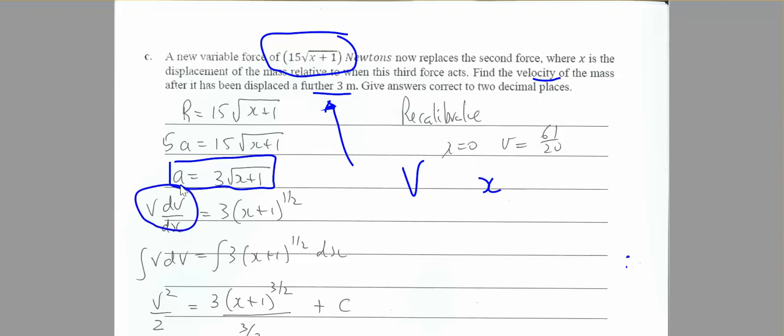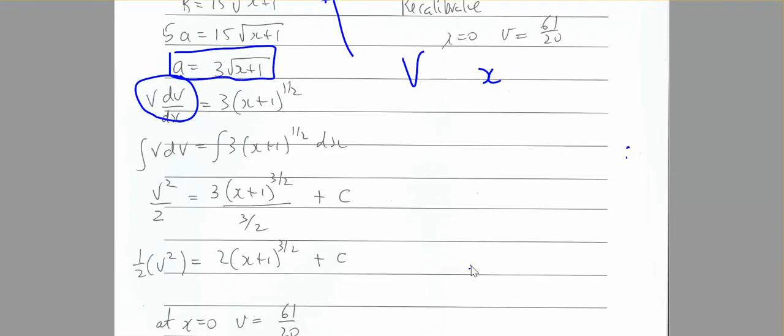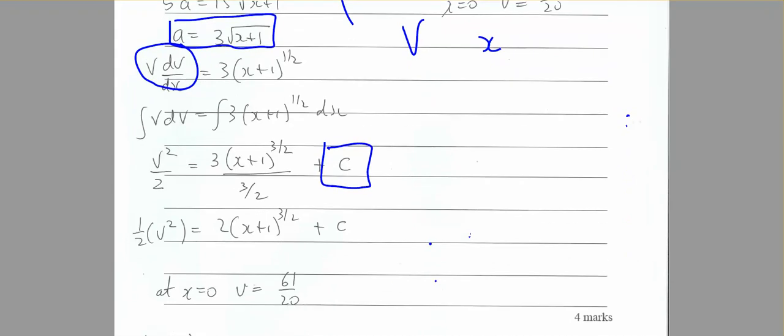Since I want to know the velocity after another 3 meters, I want v with respect to x. Therefore, this is the replacement I'm having for acceleration. I'm doing separation of variables. Take the integral of both sides. To find c, I'm going to make v equals 61/20 when x equals 0.